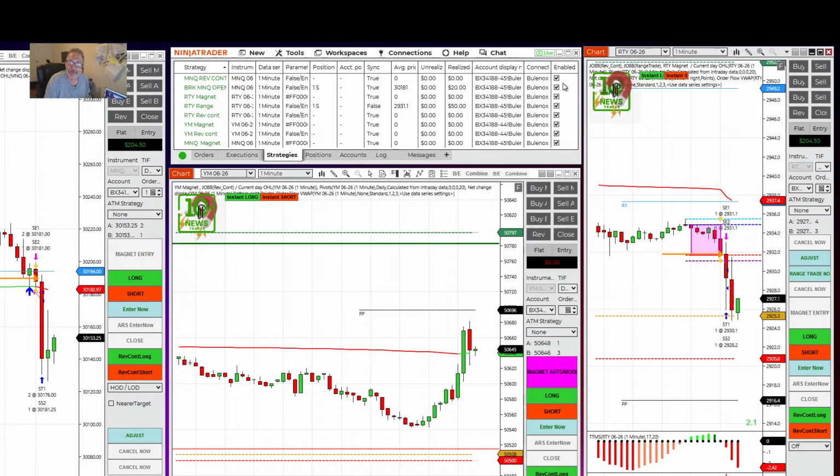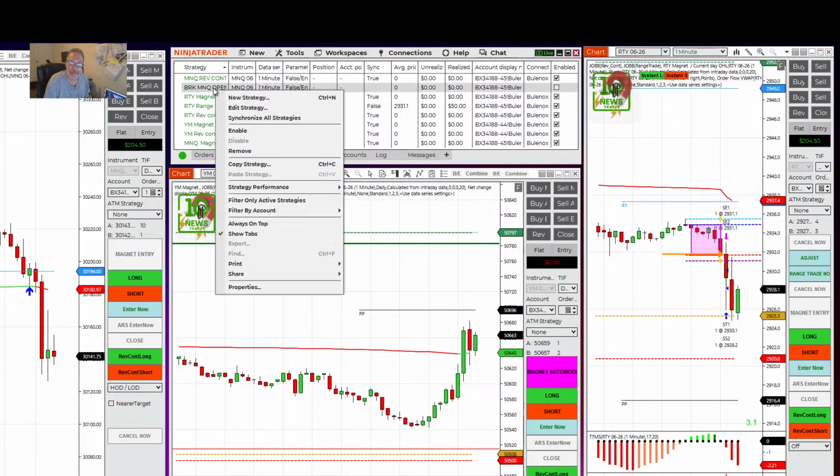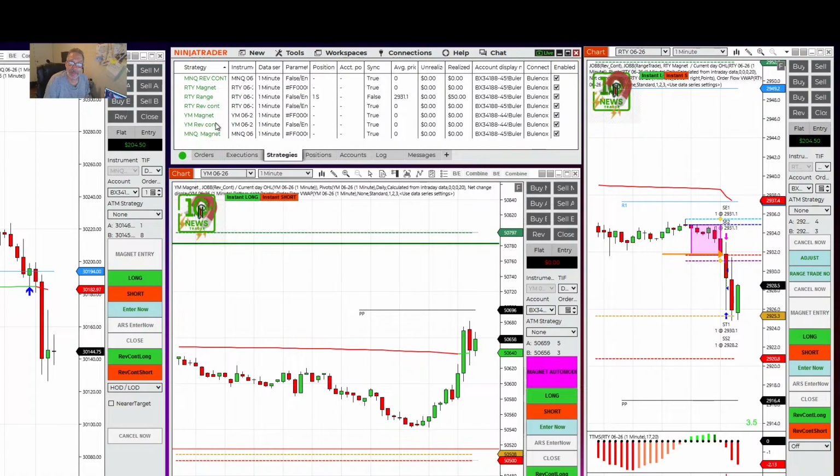Let's get rid of some of the setups we don't need. The breakout MNQ is done. I'm removing that. The RTY, I don't really need the range. Sometimes I like to watch the range to see where the price is, because when the range trade is over, you can still see the range, where it was.